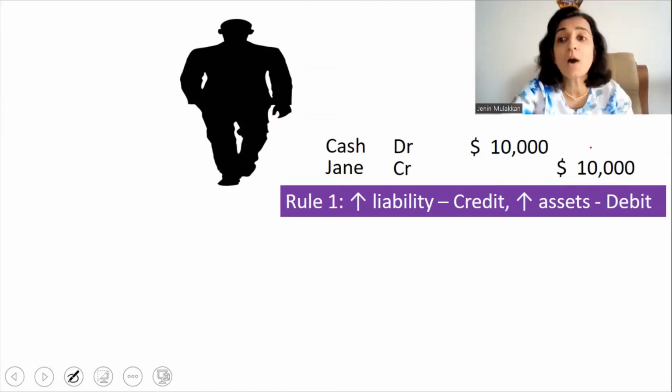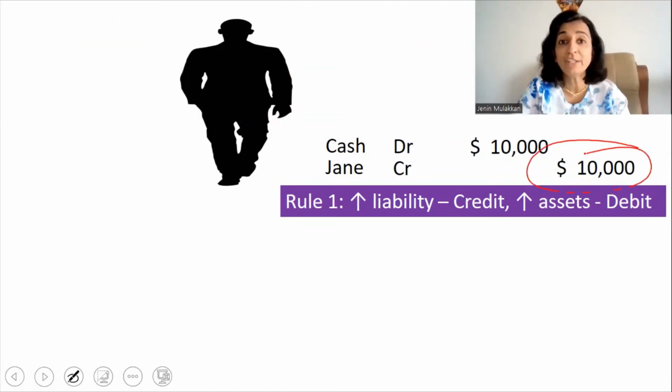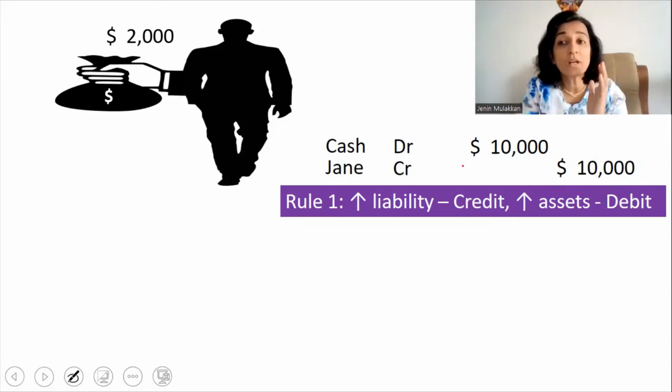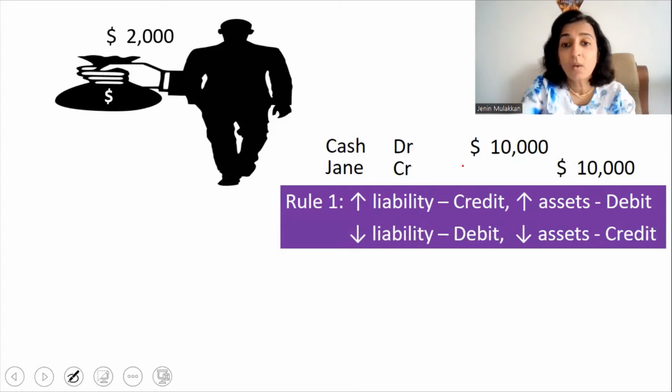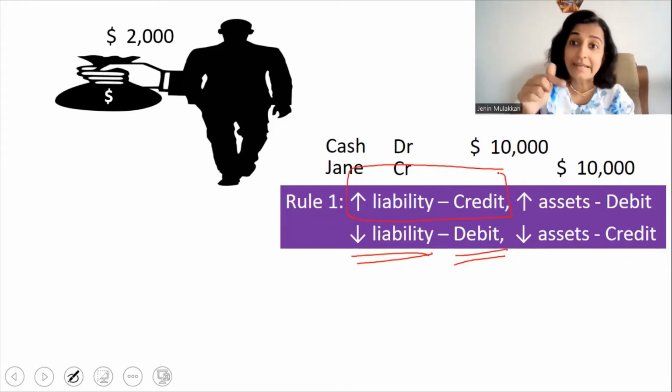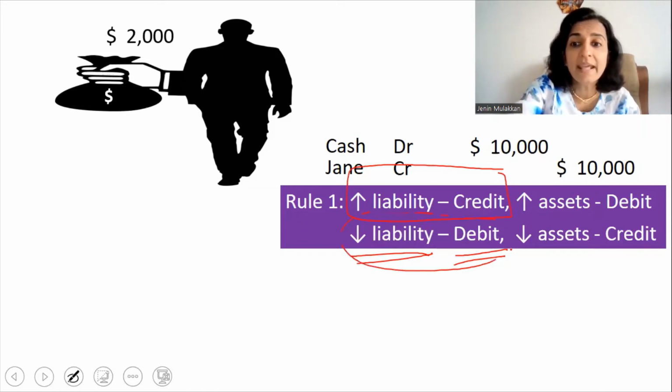Now suppose out of the $10,000 that you have borrowed, you are returning $2,000 back to Jane. It is exactly the opposite of taking a loan. That is, you are returning a loan. So continuing with rule number 1, whenever there is a reduction in liability, we have to debit. If you notice here, increase in liability has to be credited. So a decrease in liability, naturally it is the opposite, right? So we have to debit it.